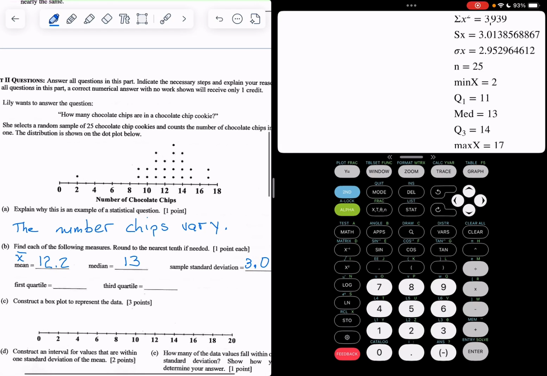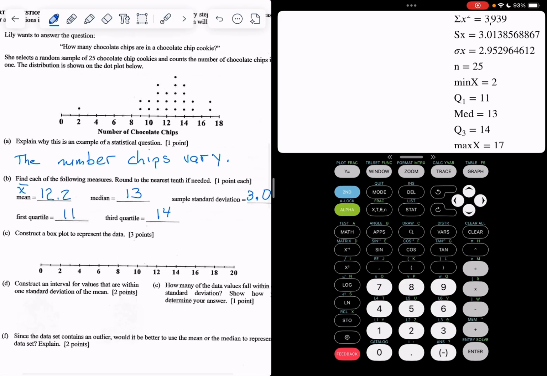The first quartile is 11, and the third quartile is 14. Okay, so now we can construct a box plot. So the first thing you need is the minimum value.